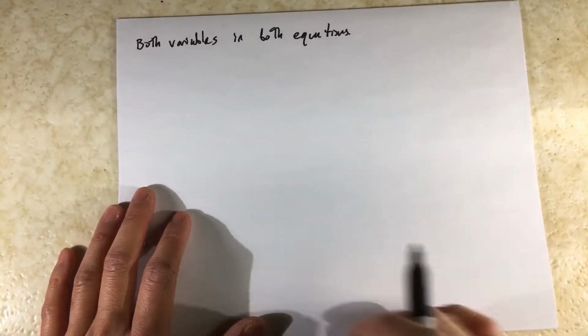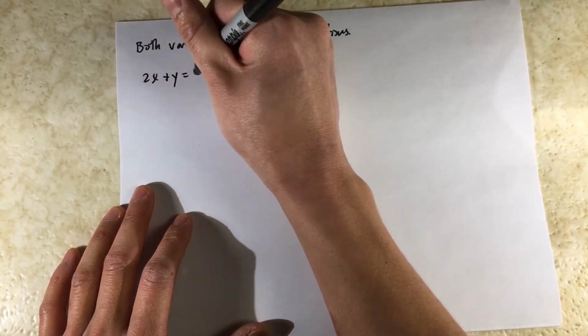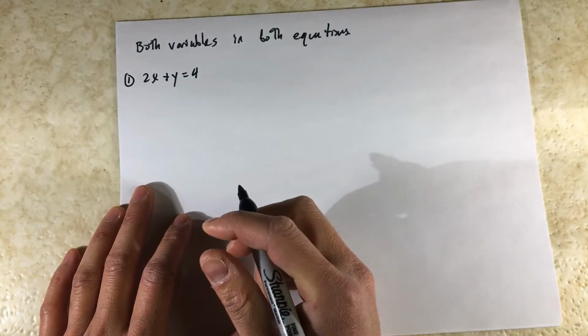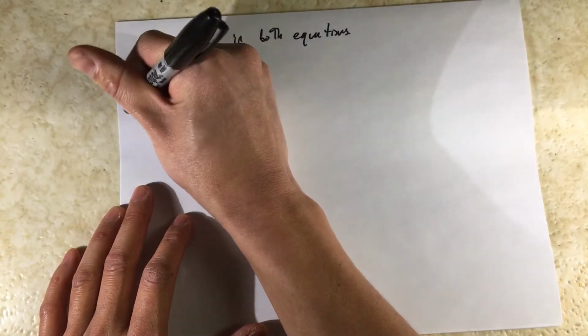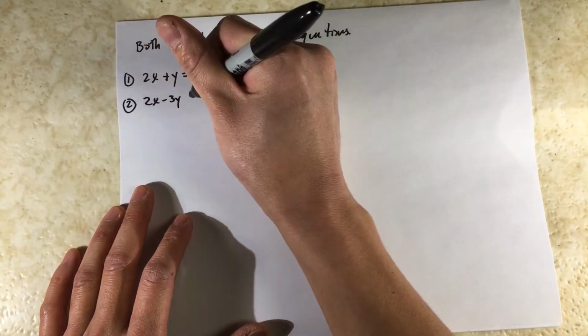So we have 2x plus y equals 4. That's going to be our first equation. And our second equation is going to be 2x minus 3y is equal to negative 4.